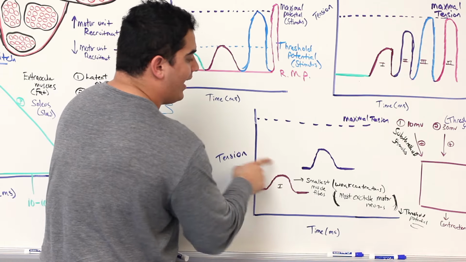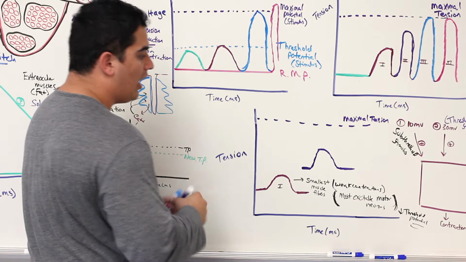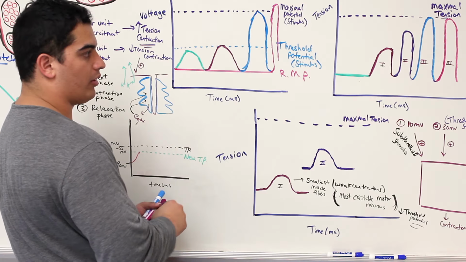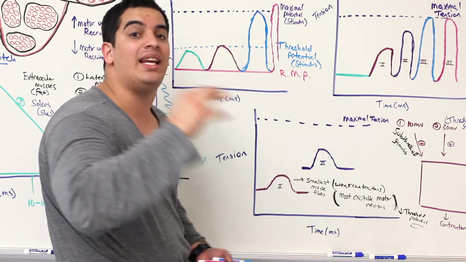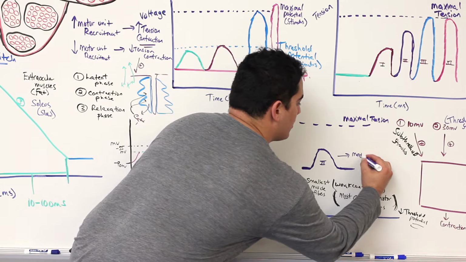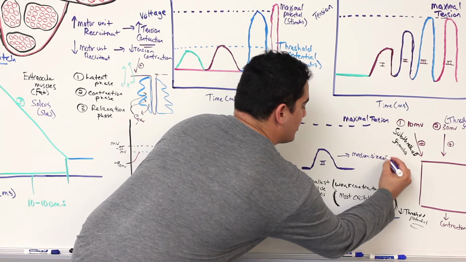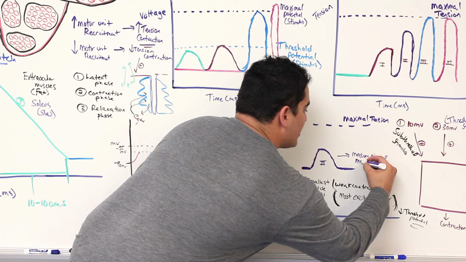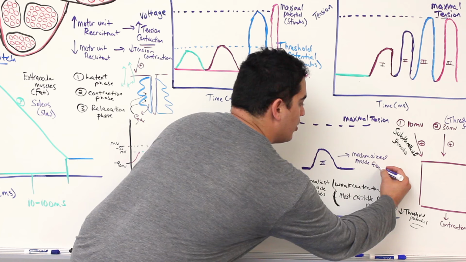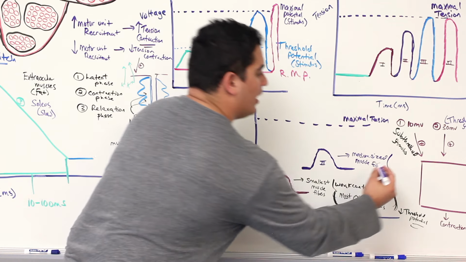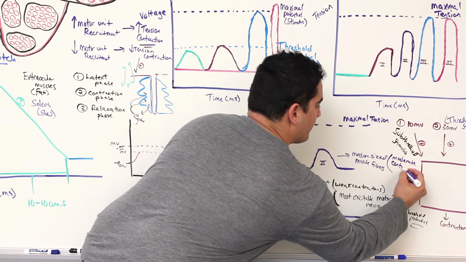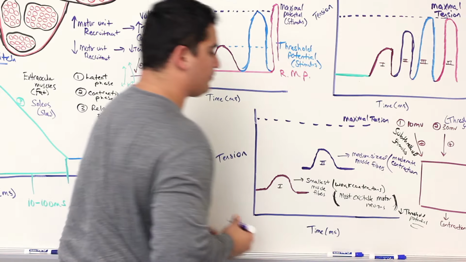Okay, if I try to hit him with a decent amount of force, I'm going to have the second recruitment order, right? Now I'm going to recruit more of the medium-sized muscle fibers. And what is that going to do? That's going to help generate a little bit more contraction force or tension, right? So in this case, it generates some moderate contraction.